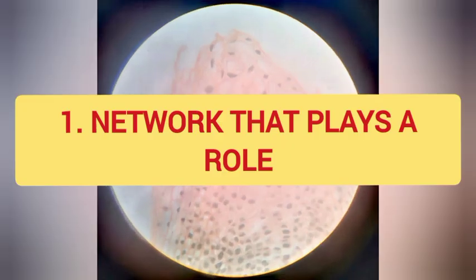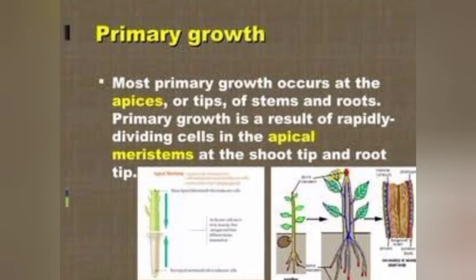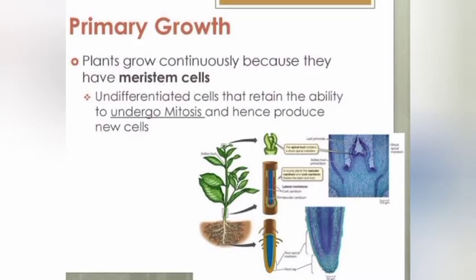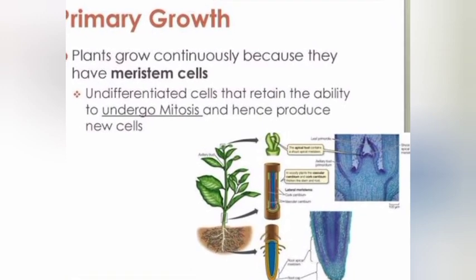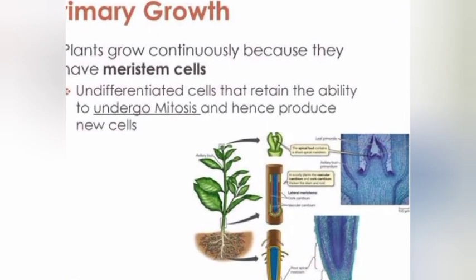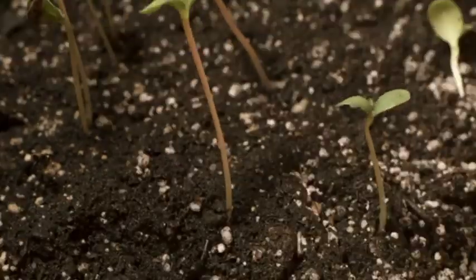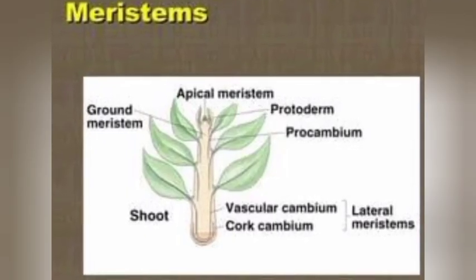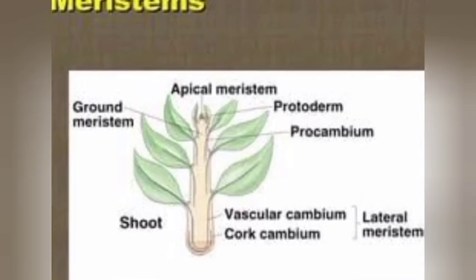1. Tissues that play a role. Primary growth occurs due to the activity of the apical meristem tissue, namely the primary meristem located at the tips of the roots and stems, which causes an increase in the length of the stem and roots of the plant. Meristem is tissue in plants consisting of cells that can divide quickly, forming new cells.